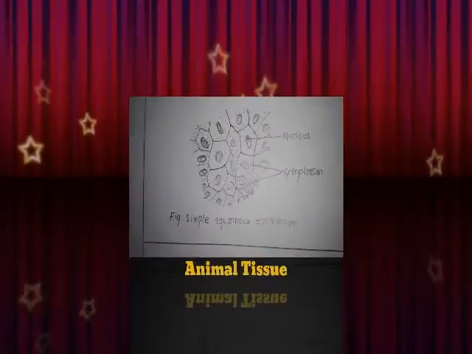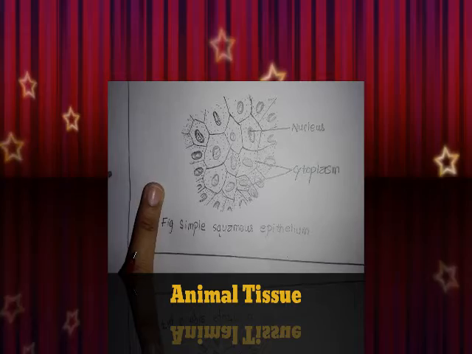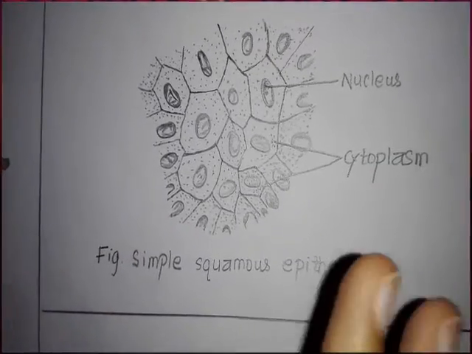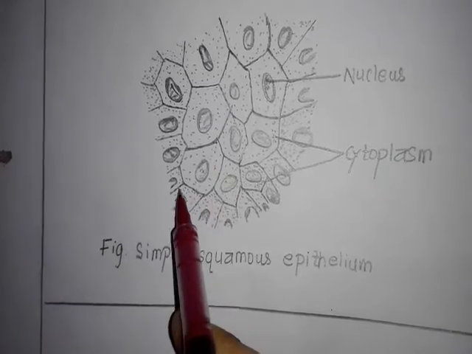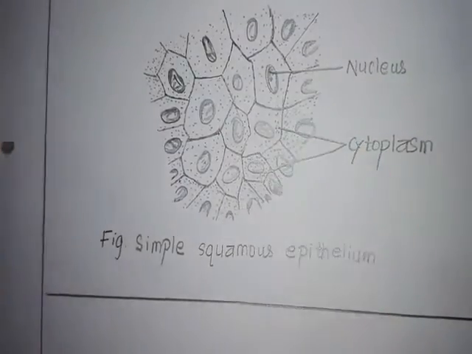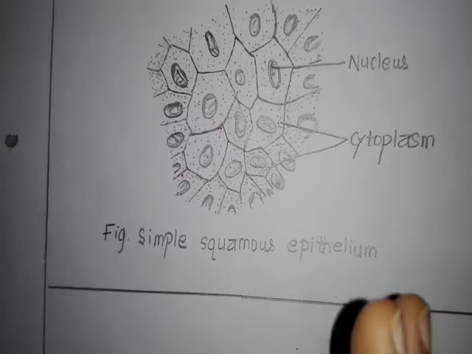We are going to study about animal tissue. The first one we are discussing is simple squamous epithelium. These are thin, flat and hexagonal cells. These cells are closely fitted like the tiles on a floor. So it is also known as pavement epithelium.